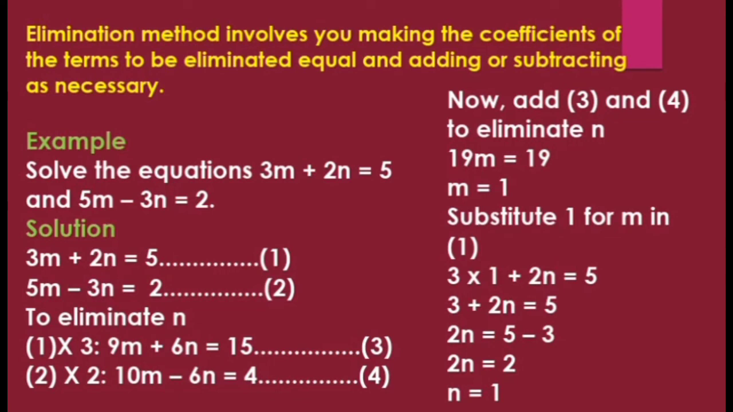Divide both sides by 19, our m is equal to 1. So you substitute this 1 for m in any equation of your choice. In this case, we are using equation 1. So if we do that, we have 3 times 1 plus 2n is equal to 5, which will give us 3 plus 2n is equal to 5. Then when we collect like terms, we have 2n is equal to 5 minus 3, which will give us 2n equals 2. And when we divide both sides by 2, our n is 1. So this is how to apply the elimination method and also how to use the substitution method.